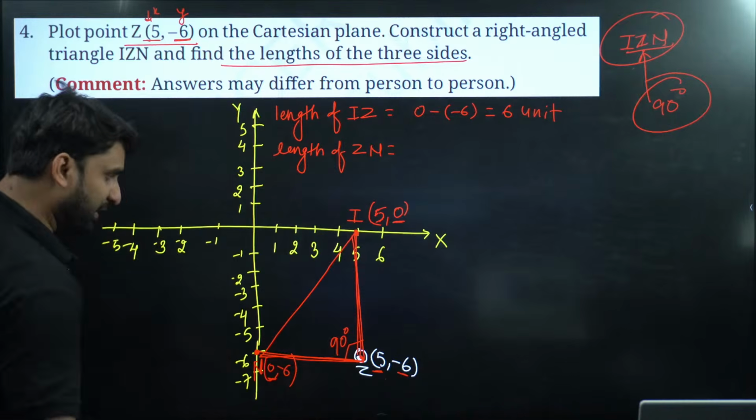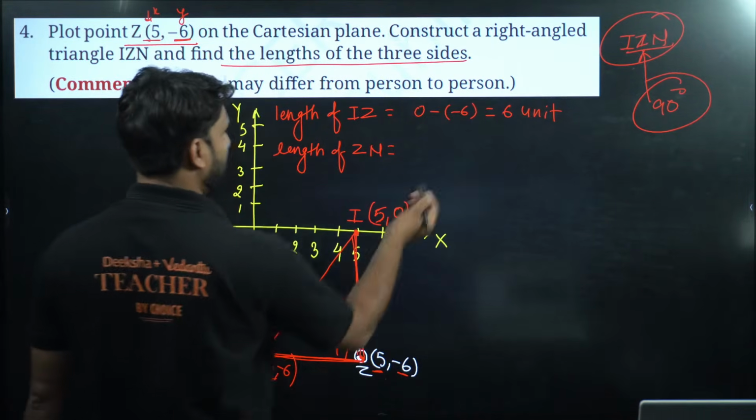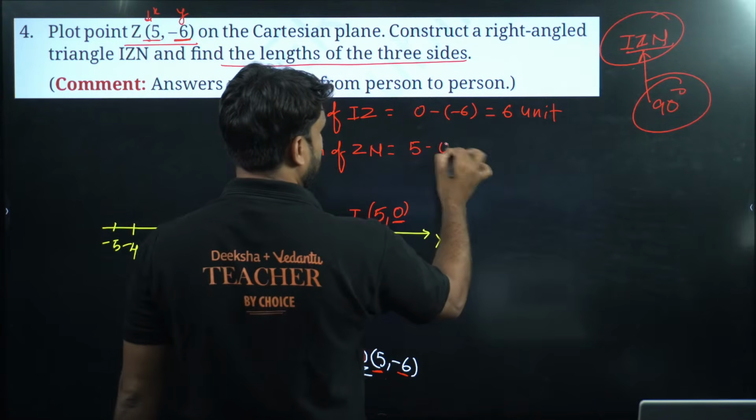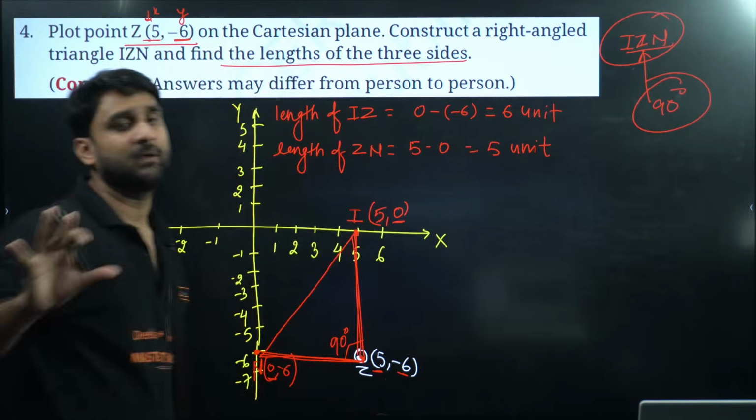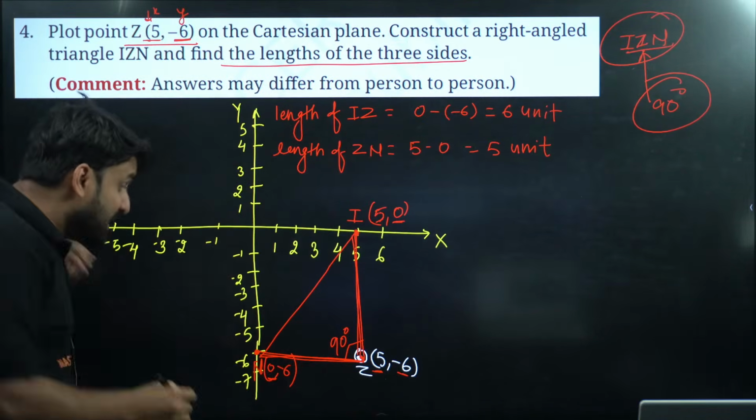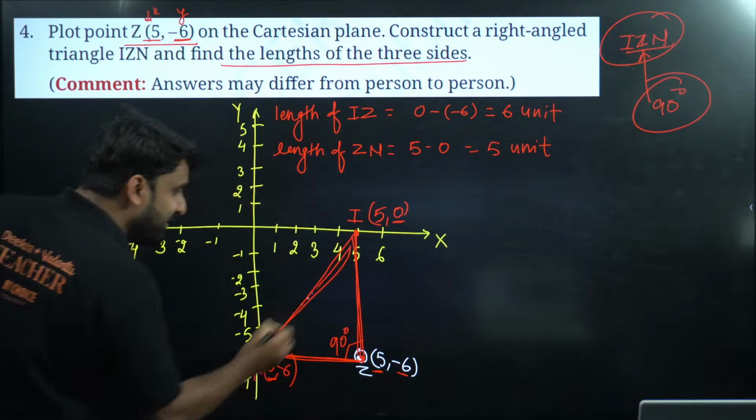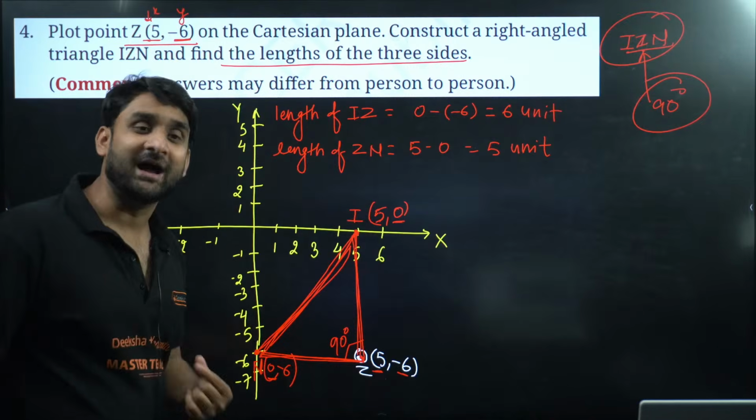Okay, so what will be the x coordinate? This is 0 and this is 5, so this will be 5 minus 0, and that will become 5 units. I hope this is clear to you all. So the length of IZ, the length of ZN. Now the length of NZ. Can we please apply the Pythagoras theorem? Because we want to calculate the hypotenuse.